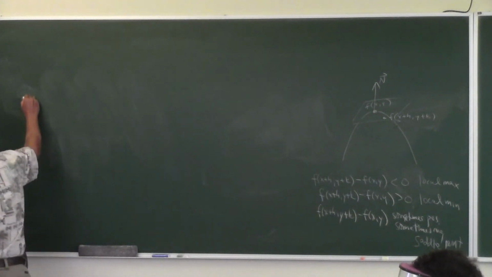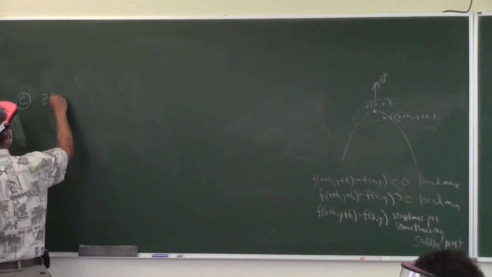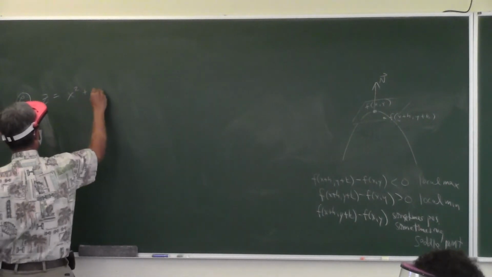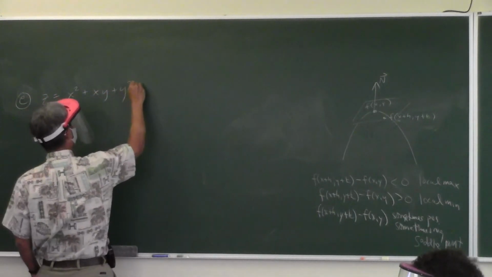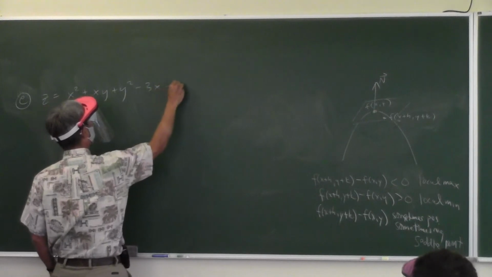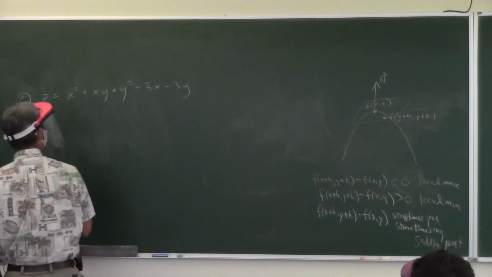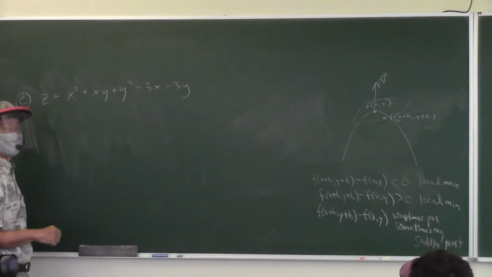Okay, somebody read that to me. Z equals x squared plus xy plus y squared minus 3x minus 3y. Okay, even that looks kind of weak. Don't worry, I'm saving up the good ones for the test.